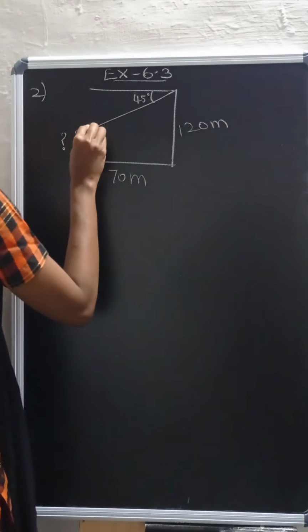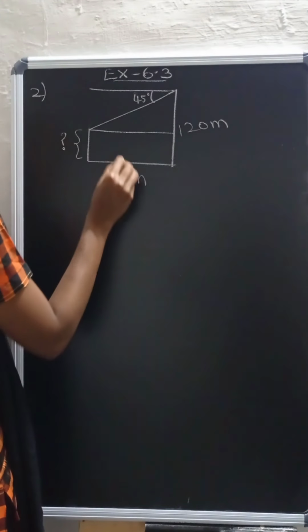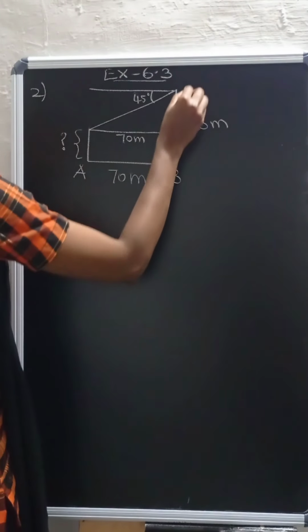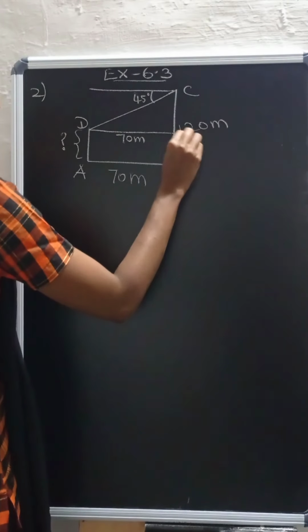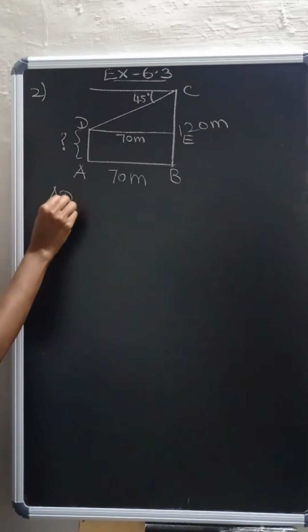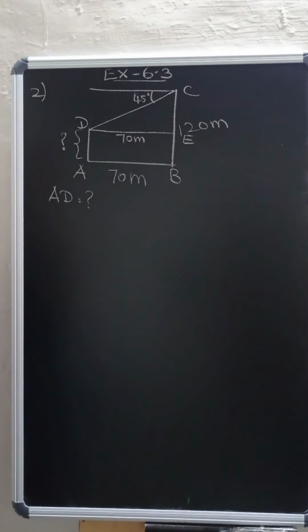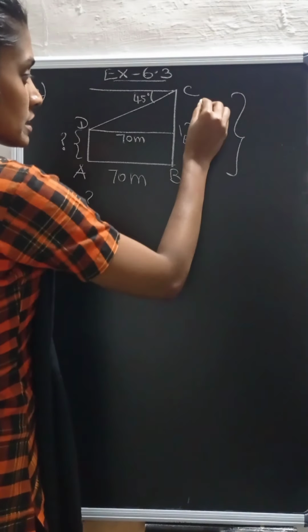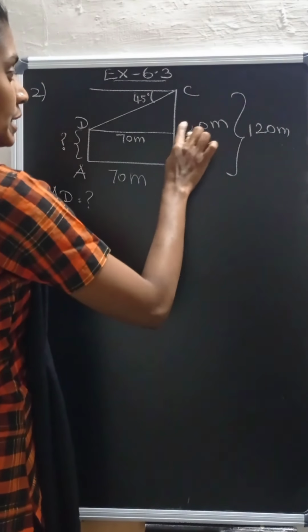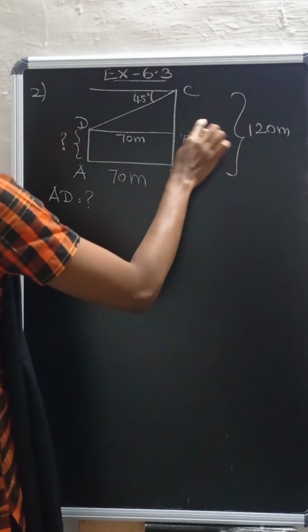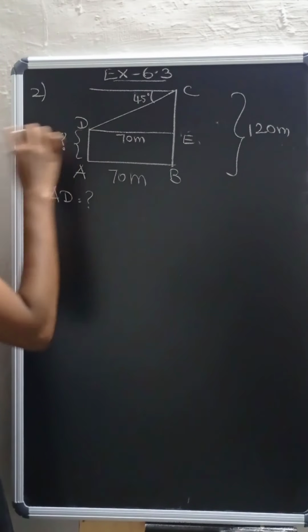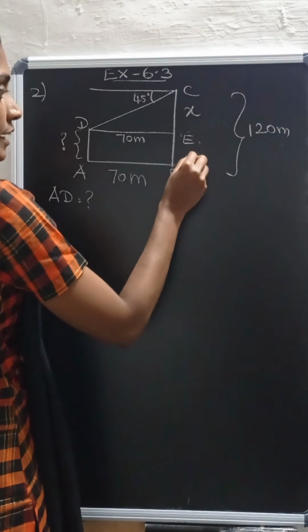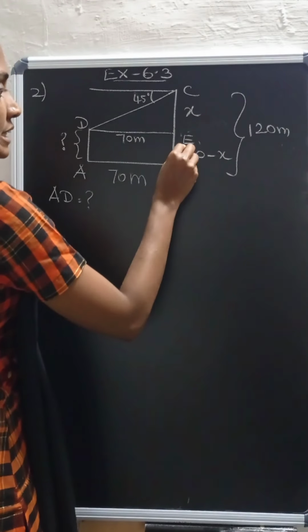Now, we will name everything. I am drawing a parallel line here. So, if this is 70 meters, this is also going to be 70 meters. A, B, C, D, E. Now, we need to find AD is equal to what? We have CB is equal to 120 meters. So, now we need to find EB. EB is equal to AD. So, I will keep this as X and this as 120 minus X.